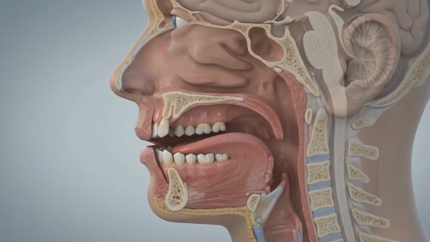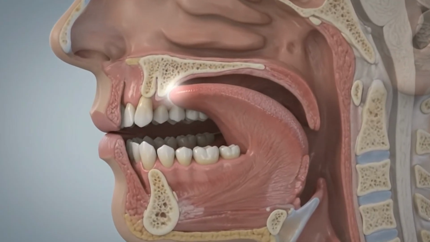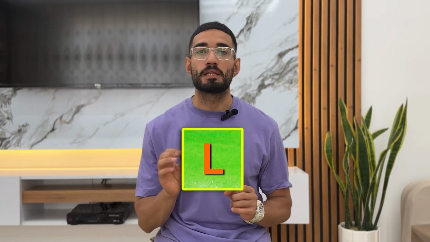Now let's move on to L. Compared with R, the L sound is actually much easier because this time your tongue does touch the roof of your mouth. Look carefully at the picture. To make a clear L sound, open your mouth slightly. Raise the tip of your tongue, touch the small ridge just behind your upper front teeth. Let the air flow around the sides of your tongue. Don't press too hard. Keep everything relaxed. Now listen. L, L, L, L.